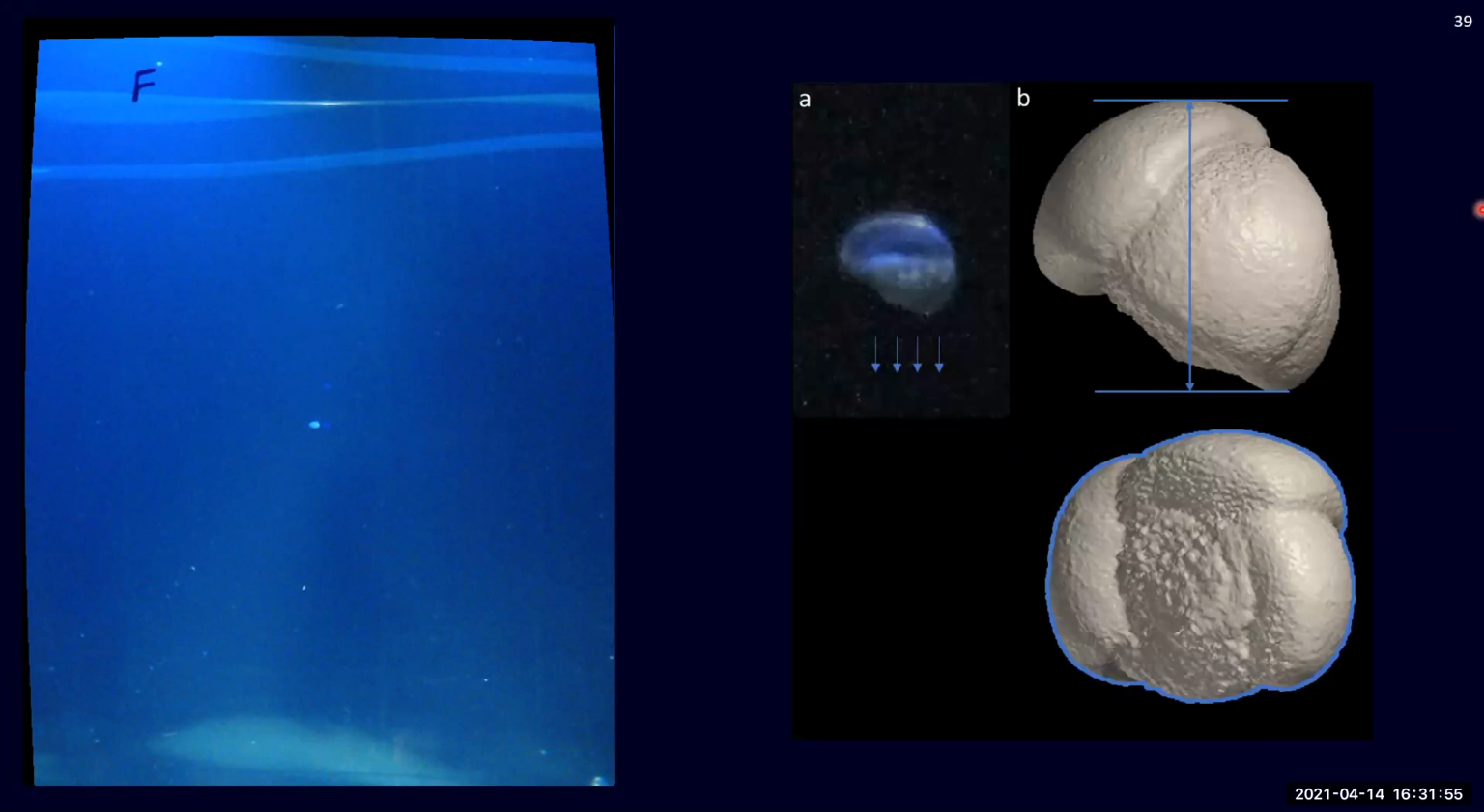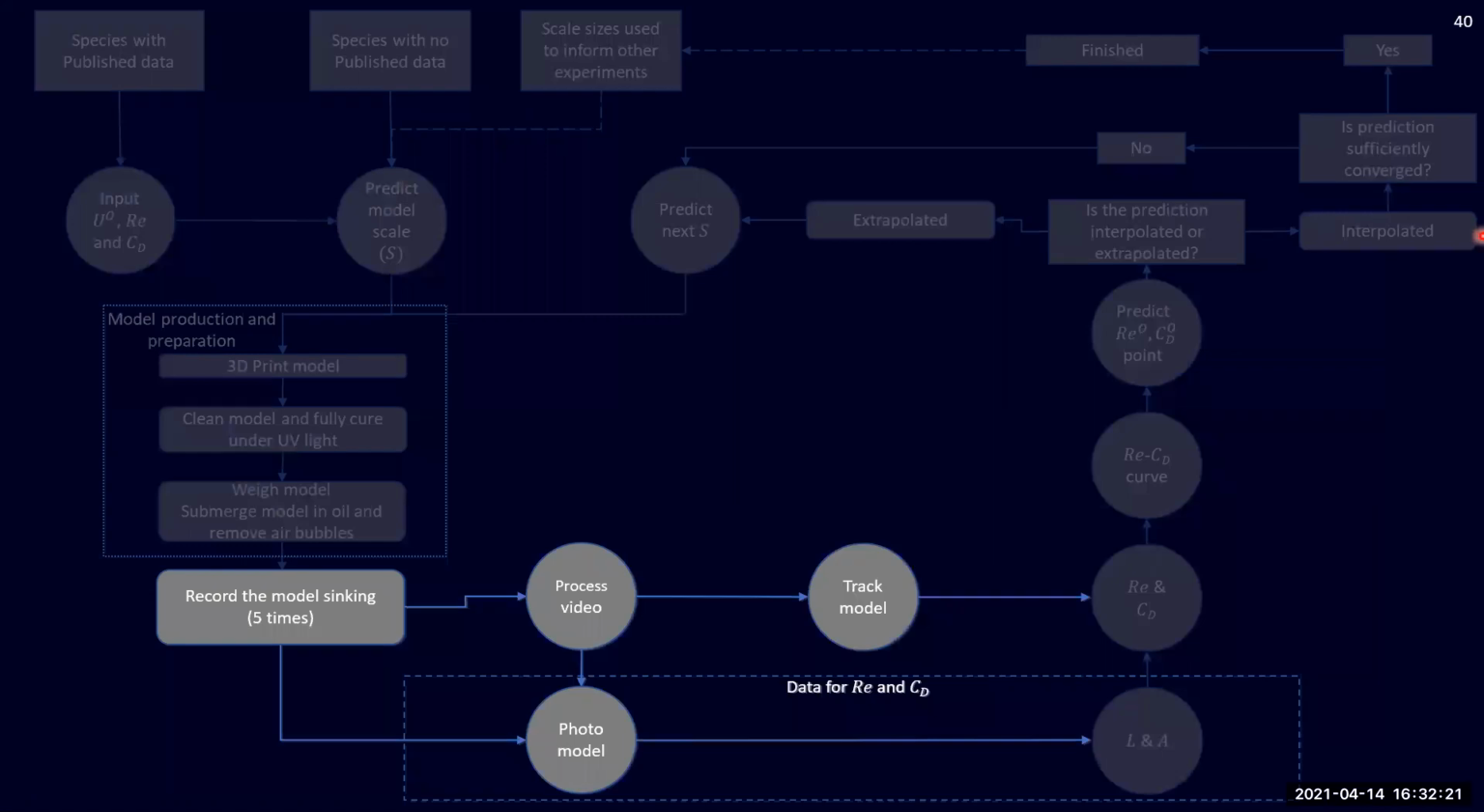Whilst the model was sinking, I also took high resolution images of the foram so that I could check what orientation it is sinking in, so that I can measure that characteristic length on a computer digital model, and then also measure the projected area just by flipping that digital model around. Both of those can then be put into the calculations to calculate Reynolds number and drag coefficient.